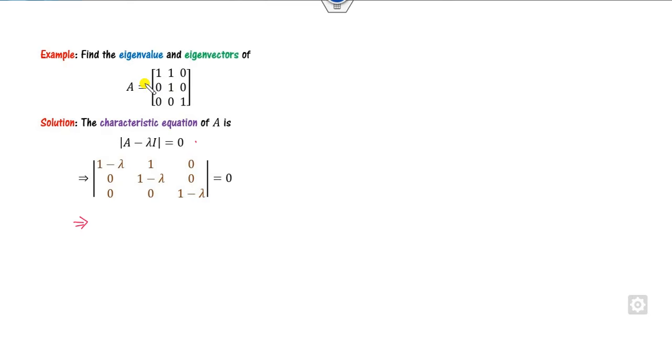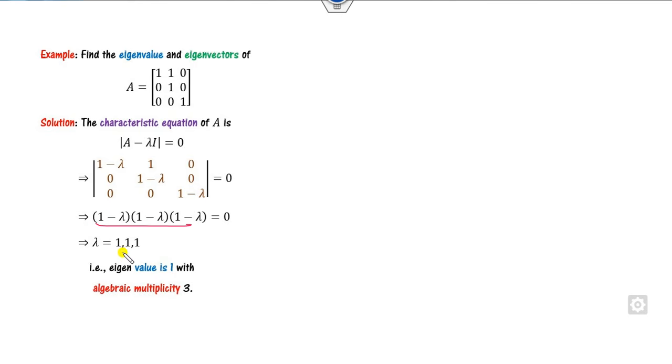Fine. If I start from A minus lambda I, you can expand and find the determinant: (1 minus lambda) squared, and the other terms are 0. So you can see the eigenvalues are 1, 1, 1. What is the algebraic multiplicity? How many times does the number repeat? So 1 is repeated 3 times. What is the sum of the eigenvalues? You can check your answer: the sum of the eigenvalues is 3, which equals the trace. The product of the eigenvalues is 1, and the determinant of A is also 1.